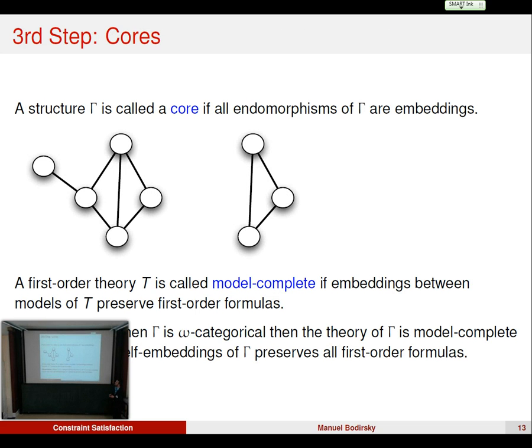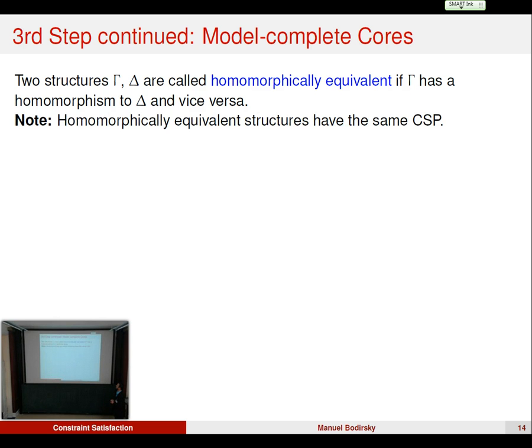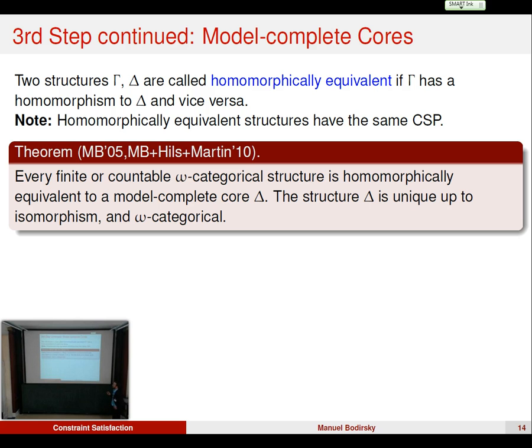Now let's link all this. I already mentioned two structures are homomorphically equivalent if there are homomorphisms from one to the other and vice versa. Clearly, if two structures are homomorphically equivalent, they have the same CSP. The nice fact is that every finite or countable omega categorical structure is homomorphically equivalent to a structure which is simultaneously a core and model complete. This structure is unique up to isomorphism, and again omega categorical. So it makes sense to talk about the core of an omega categorical structure.